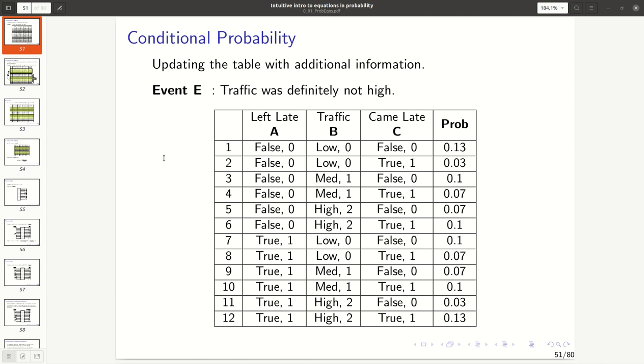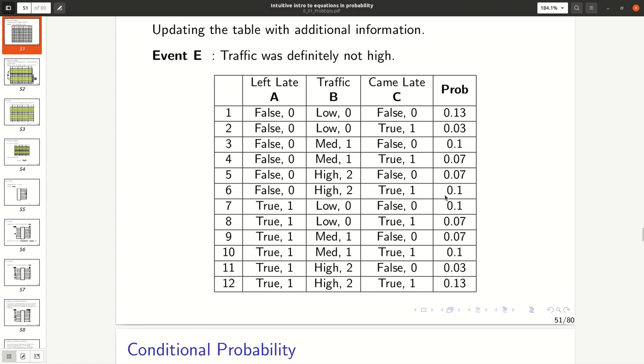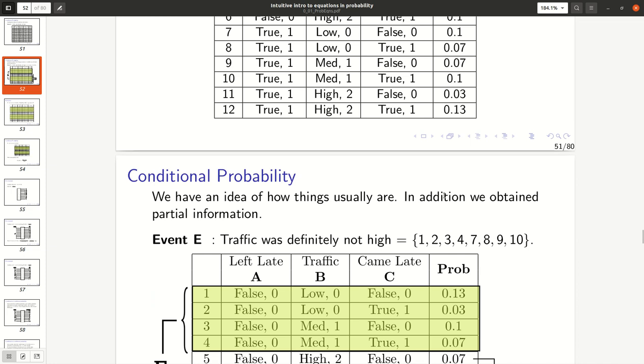In the context of the example we have chosen, imagine that traffic police provides the information of traffic situation on each day. Based on this, people who manage the cafeteria want to dynamically update their plans. They want to guess in advance how the probability distribution changes conditioned on an event E, such as traffic is not high. So, what happens to the table on the days in which traffic is not high?